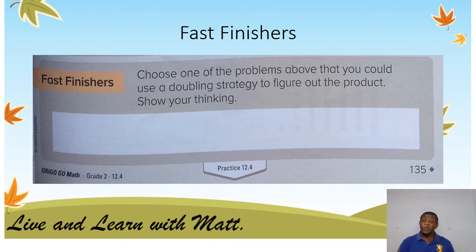Choose one of the problems above that you could use a doubling strategy to figure out the product. Show your thinking. So we have 32 times 2 times 2, which is 128, which we can do using the double strategy. Double 32 is 64. Double 64 will be 128.